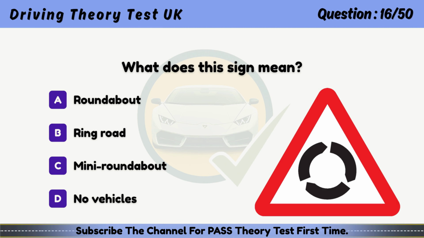Question 16. What does this sign mean? Option A. Roundabout. B. Ring road. C. Mini roundabout. D. No vehicles.